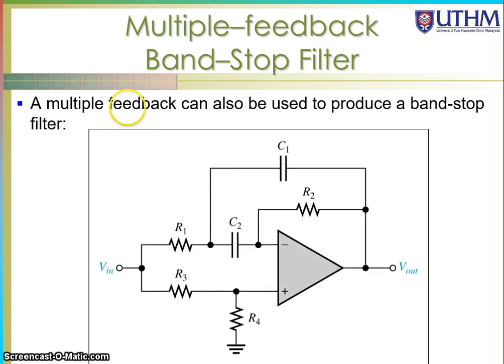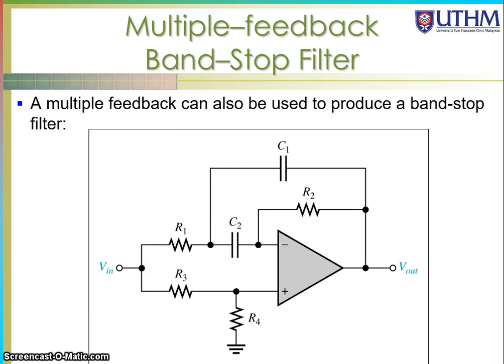Another bandstop filter uses multiple feedback. It is called multiple feedback because we have one feedback and another one over here, two feedbacks from the output to the inverting terminal right here. If you remember, the input right here, V in, is going to both. It is something similar to the all pass filter.